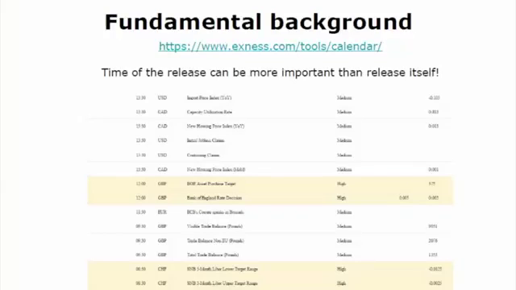To do this, you can follow the link shown here, www.axnes.com/tool/calendar, and you see different news releases here. All important news releases are marked with different colors, and with different colors we can see the relative importance of such news. For example, here we have a high level of importance because we had the Bank of England rate decision. Rate decisions from central banks are really important for the market because they affect rates of major currencies.